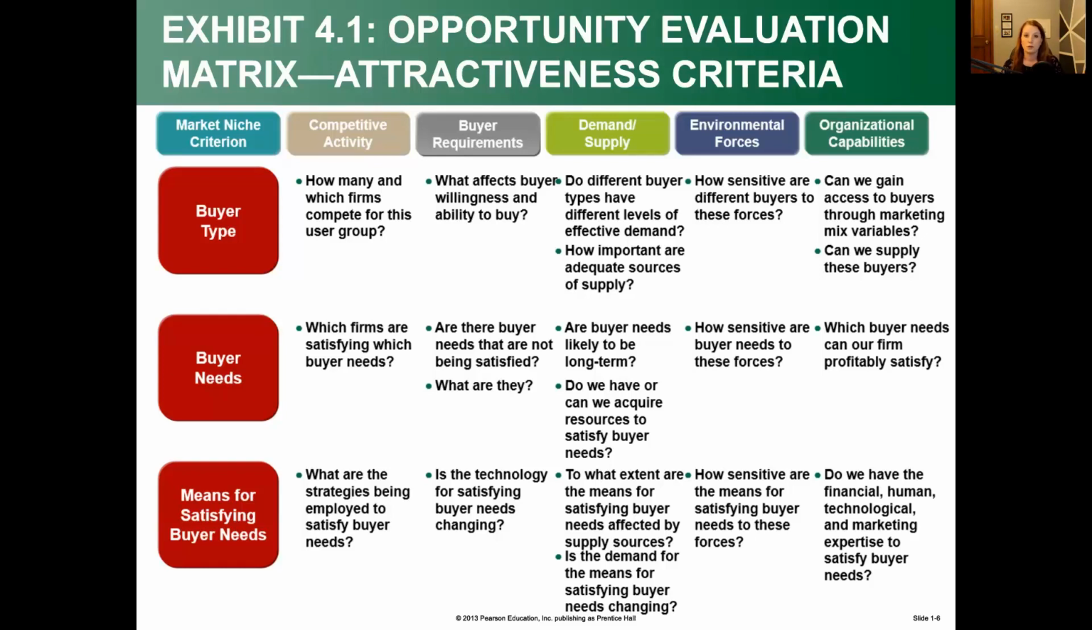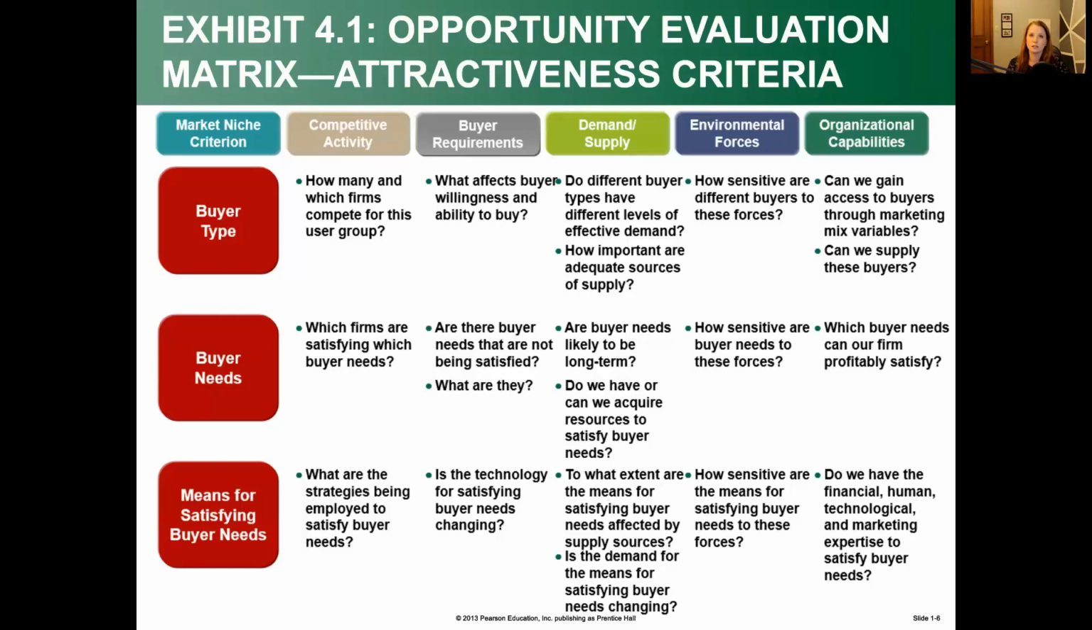So was it a good opportunity? Maybe, right? Buyer needs not being long-term may not mean that we shouldn't pursue an opportunity. It may just mean that we need to be aware of and really look at the investment required and how long the opportunity might potentially be, or how short it would potentially be, right? We might want to look at environmental forces. How sensitive are the different types of buyers? Are there characteristics of buyers that make them more or less sensitive to different things going on? Brand switching to less expensive brands during a recession or something like that. Price sensitivity, for example.